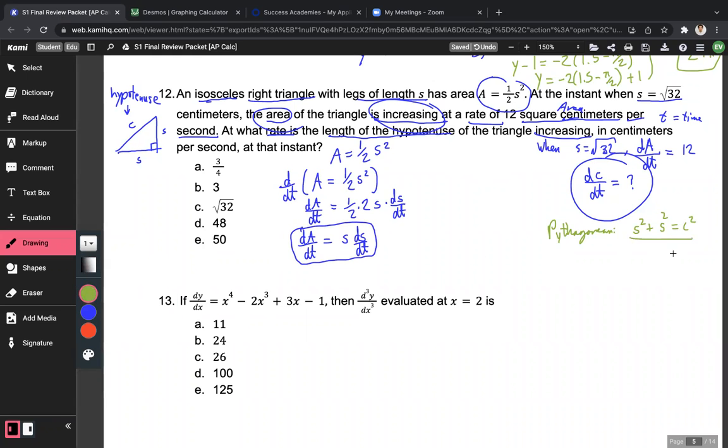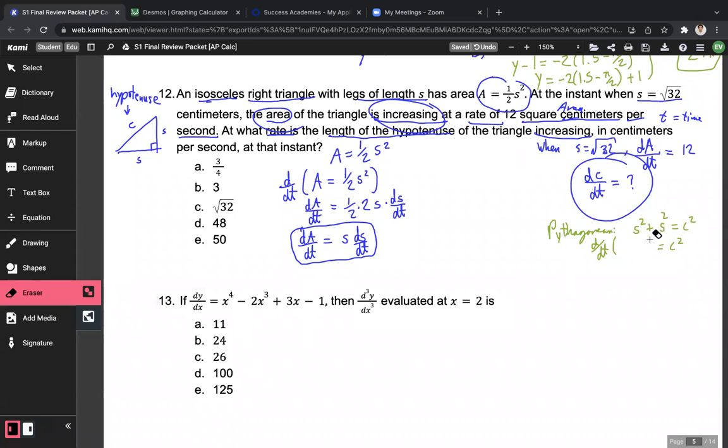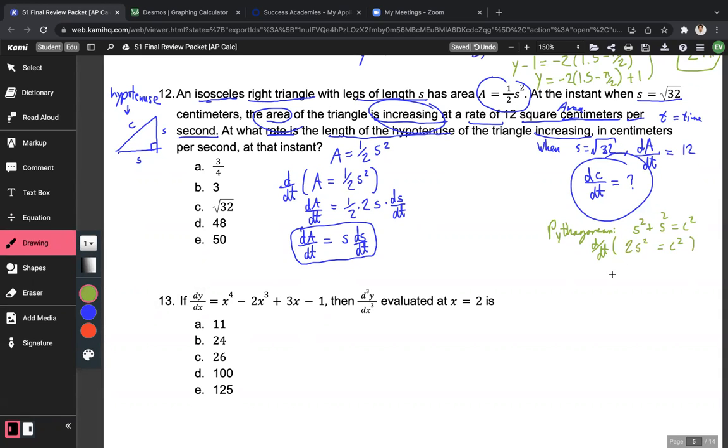Now let's take the other one. Let's do the derivative of this guy. If I take the derivative of my Pythagorean guy, again with respect to time, s squared plus s squared equals c squared. Oh, and I guess I could have actually combined this. Let's make this a little easier on ourselves, guys. s squared plus s squared just equals 2s squared. So when I take the derivative, I should get 4s times ds dt equals 2 times c times dc dt.